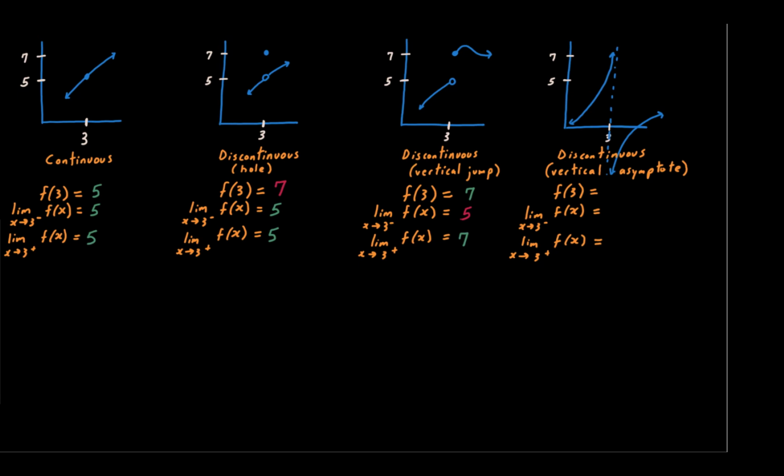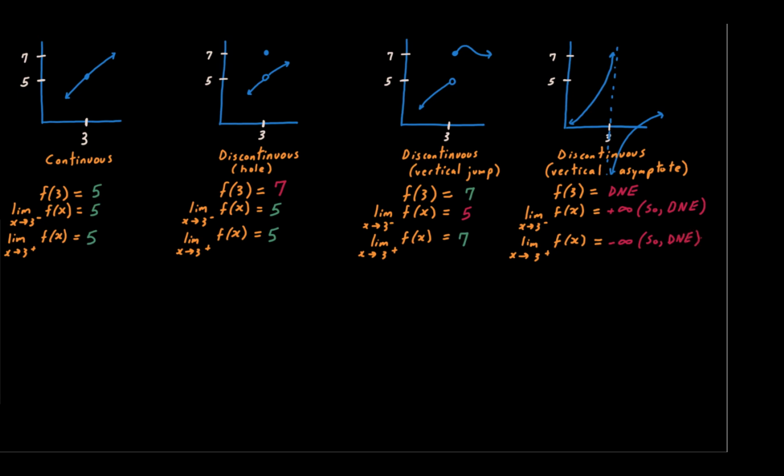They didn't match. And finally, for the fourth graph, oh, this is just all sorts of a mess. F of 3 doesn't exist. The left limit is positive infinity, so it doesn't exist. And the right limit is negative infinity, so it also doesn't exist. This one didn't do anything right, which is why it gets all red marks.